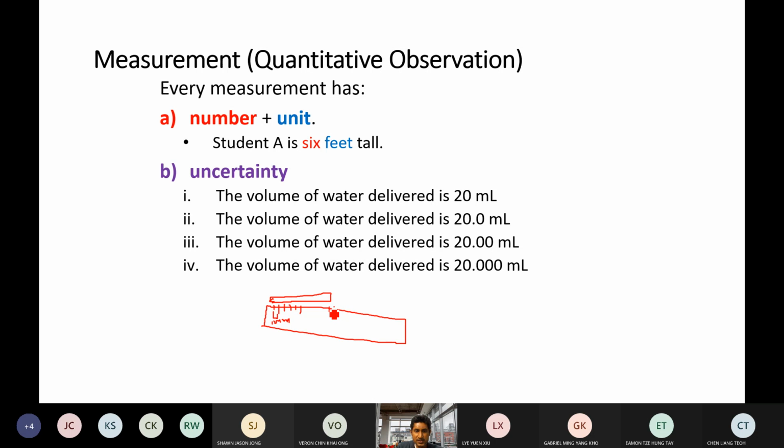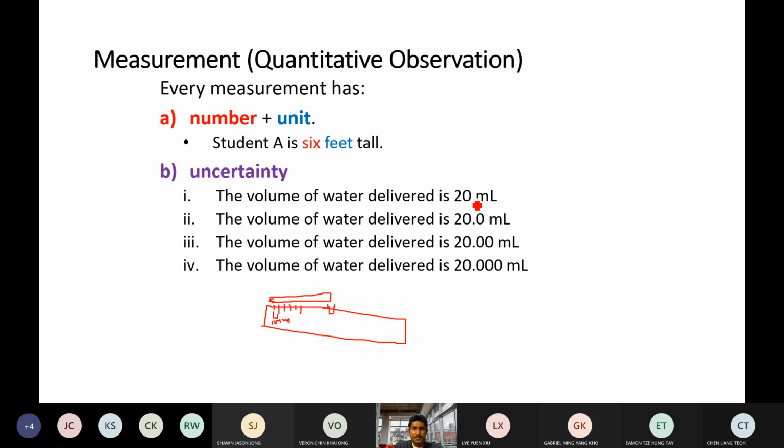It is not aligned to this point or to this point. It is in between. So we cannot say that it is 0.5. We do not know. That's why you cannot say, right? So that is the uncertainty. We have to always consider that there is an uncertainty in measuring the quantitative observation. So how much is the uncertainty?